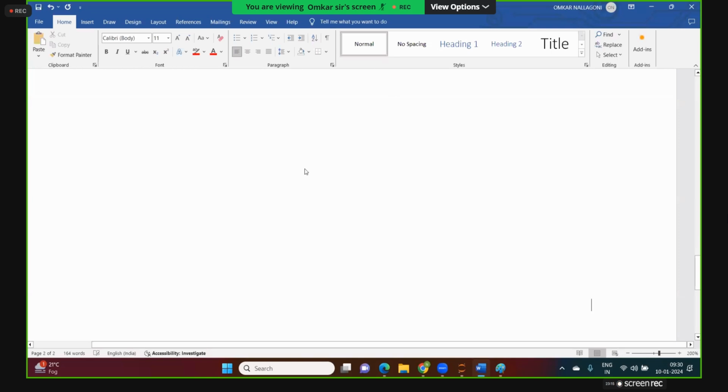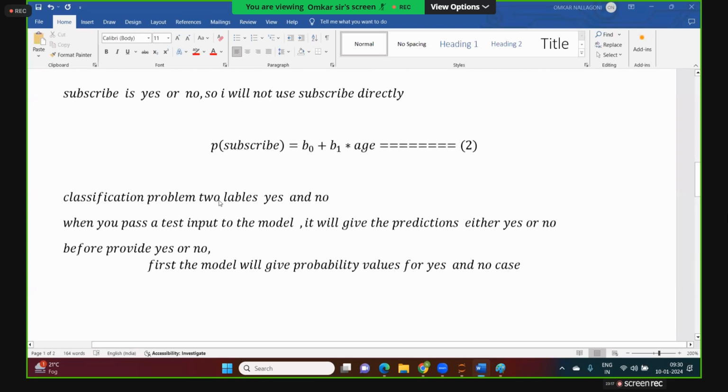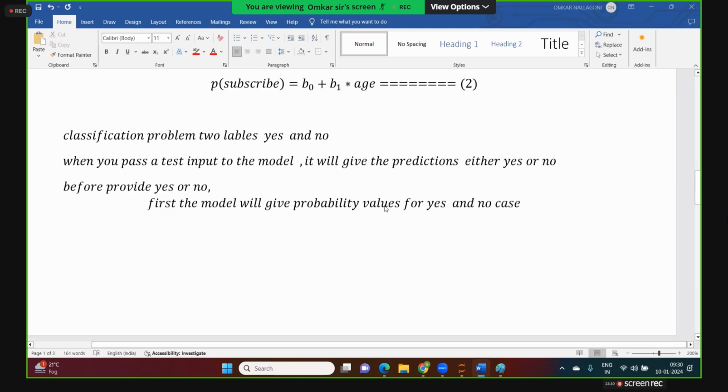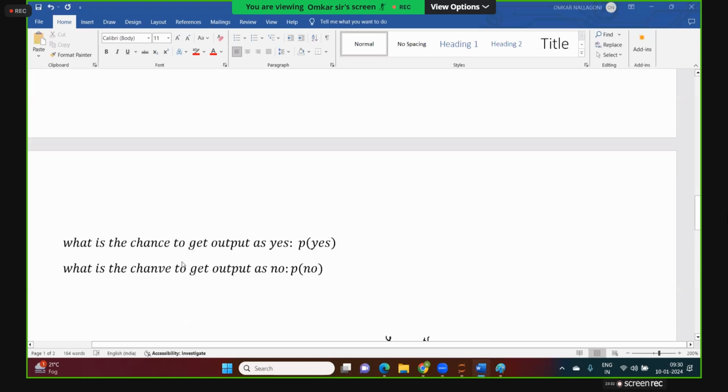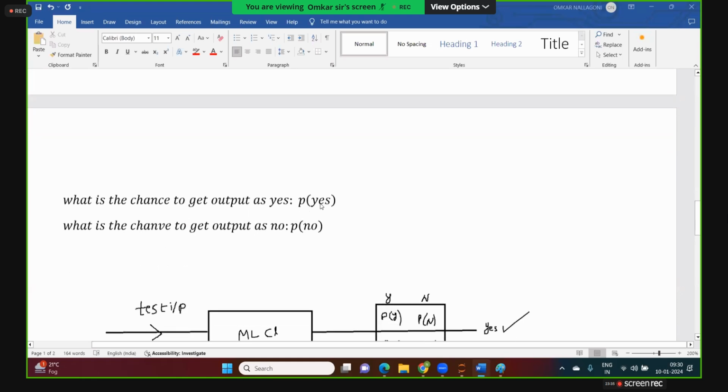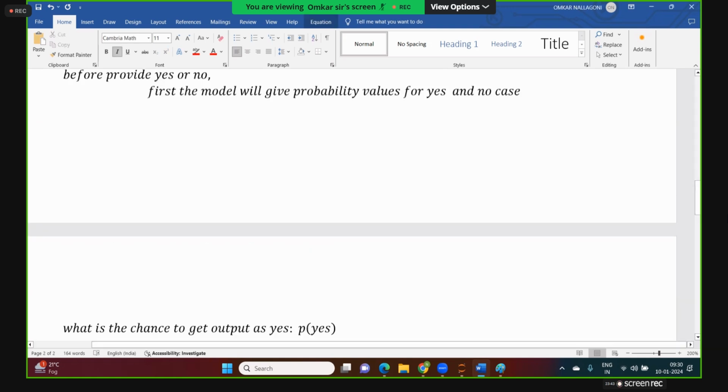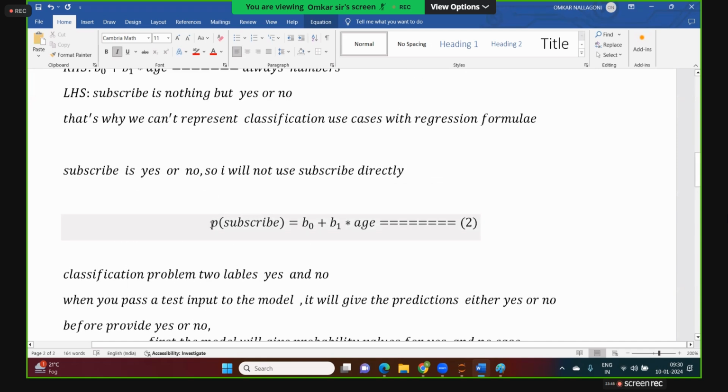Now you see here what will be written. The classification problem has two labels, suppose yes and no. When you pass the test input, it will give the predictions either yes or no. Before providing yes or no, the model will first give the probability values for the yes and no cases. What is the chance of getting the output as yes? That is P of yes. What is the chance of the output being no? That is P of no. So here you take the second equation. This is the second equation, so I am writing that first equation.